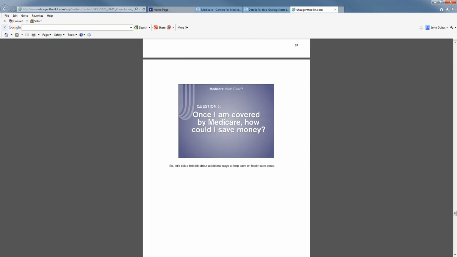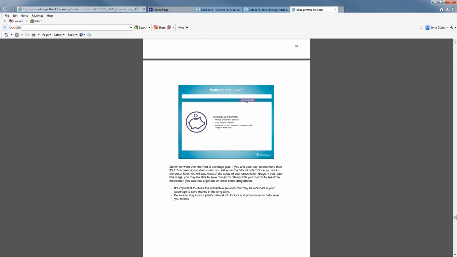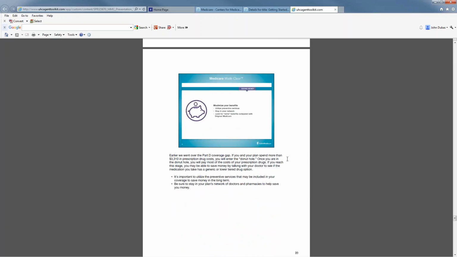So, once you're covered by Medicare, how can you possibly save some money on healthcare costs? Well, we went over the Part D coverage a bit earlier. If you and your plan spend more than $3,300 in prescription drug costs and you enter that donut hole, you may be asked to pay most of the cost of your prescription drugs. If you reach this stage, you might be able to save money by talking to the doctor to see if the medication you're taking has a generic or a lower tiered drug option.